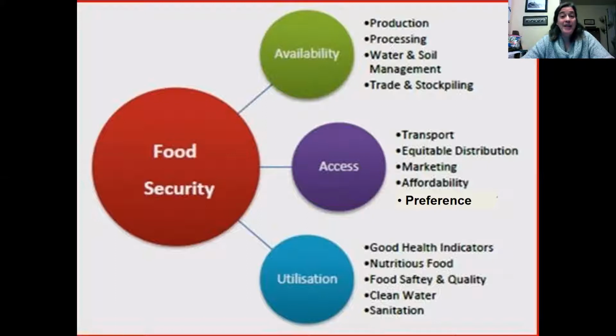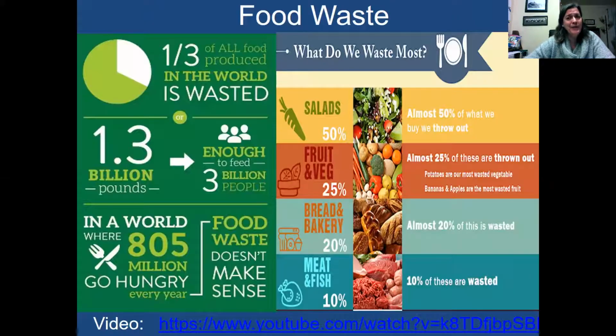Nutritious food, food safety and quality, and then clean water and sanitation so that food doesn't spoil. So going back to that food waste idea, again, that 1/3 statistic's pretty high. And what does that mean exactly? That would be enough food to feed 3 billion people, in a world where we have close to 1 billion people going hungry.